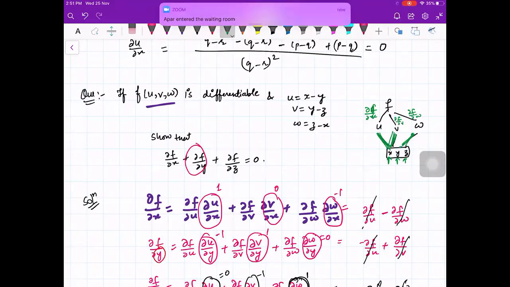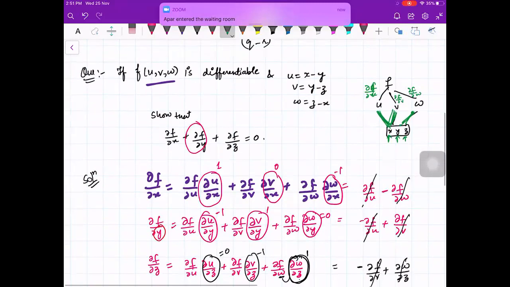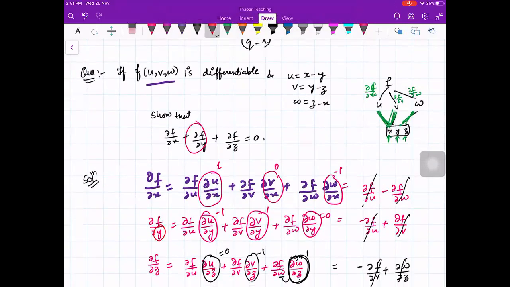Ma'am, how can we know x, y and z are independent? Because in this given, it is not said that they are independent. Obviously f is a function of u, v, w, and further u, v, w are the functions of x, y and z. So this is understood, that these are independent. You see, these are the basic variables in terms of which everything is defined. u, v, w are defined in terms of x, y, z, and further f is defined in terms of u, v, w. It means that f is defined in terms of x, y and z. So x, y, z are your independent variables.